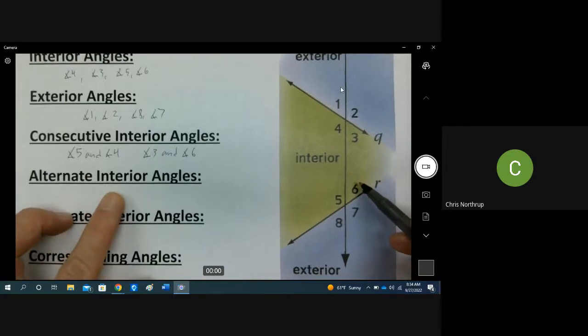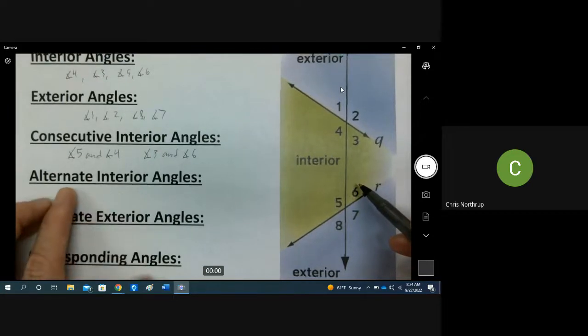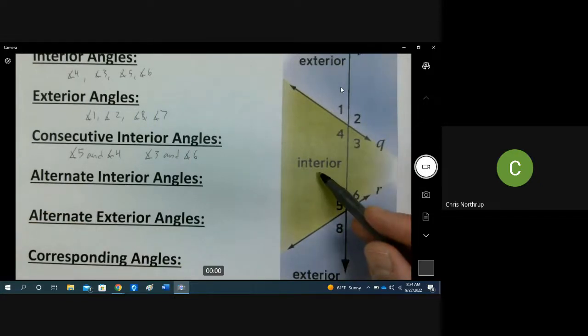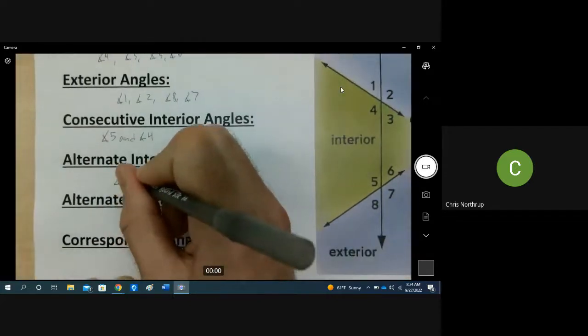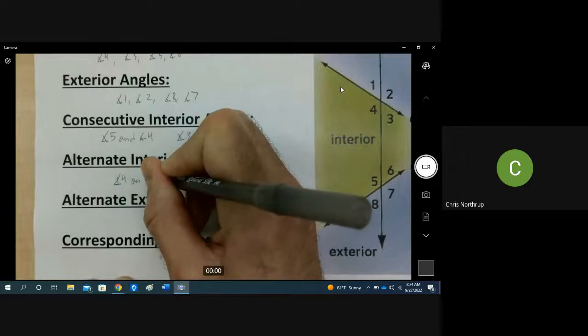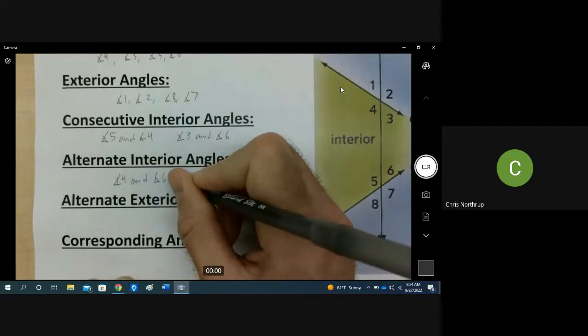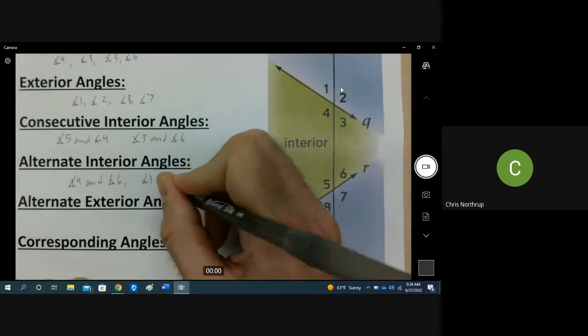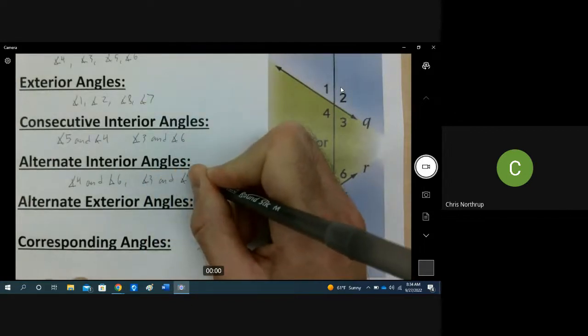Now, some other interior angles, these are opposite sides of our transversal, would be like 4 and 6, because 4 and 6 are interior to the lines and they're on opposite sides of T. So 4 and 6, this is an alternate interior pair. We also have 3 and 5, so angle 3 and angle 5.